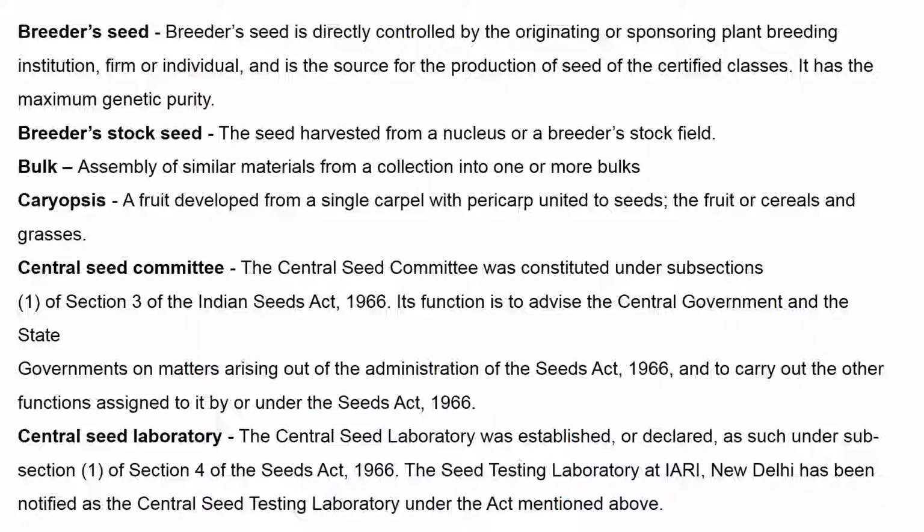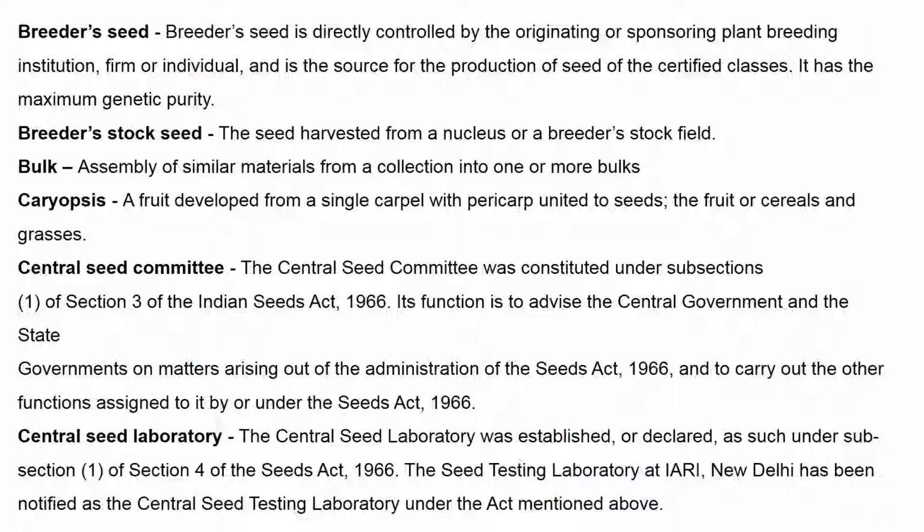Breeder's seed stock or stock seed. The seed harvested from a nucleus or breeder stock field is breeder's stock seed. Bulk or bulking. This is assembly of similar material from a collection into one or more bulks. Caryopsis. A fruit developed from a single carpel with pericarp united to seeds, the fruit of cereals and grasses.